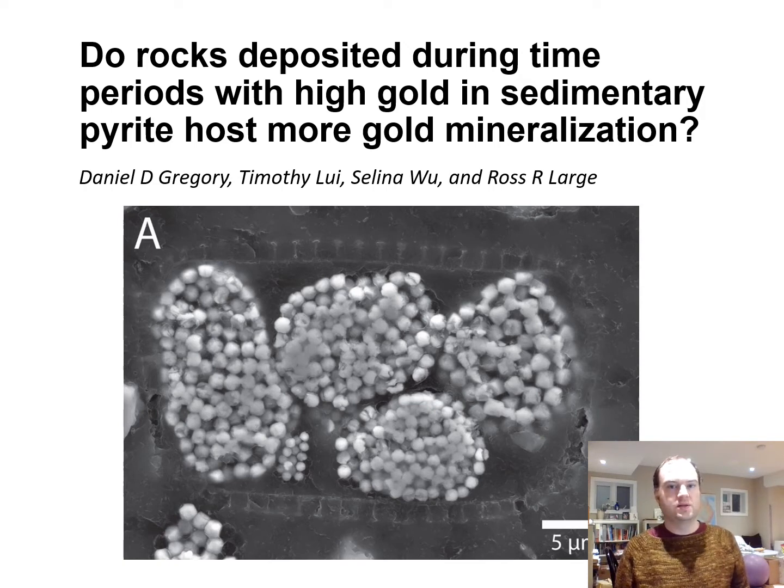The premise behind this talk is that sedimentary pyrite, or sedimentary rocks more generally, are viable sources of gold for mineral deposits. And we know that sedimentary pyrite is enriched in gold at different periods of Earth history. Thus, these areas that are more enriched in gold, or the rocks underlying them, are more likely to host gold mineralization, as these are better source rocks.